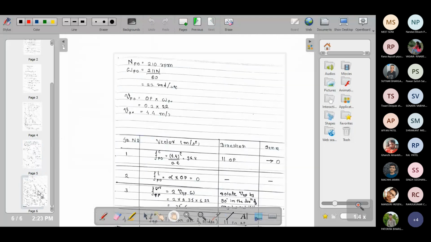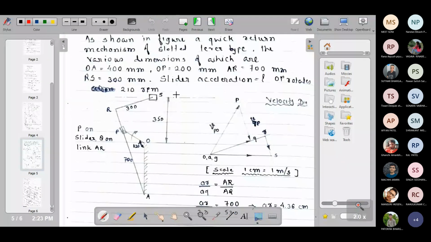Yes, I have converted it into meters. So V equals R omega, where 200 mm is 0.2 meter, times omega, which is 22. So this is 4.4 meter per second. Is this clear?